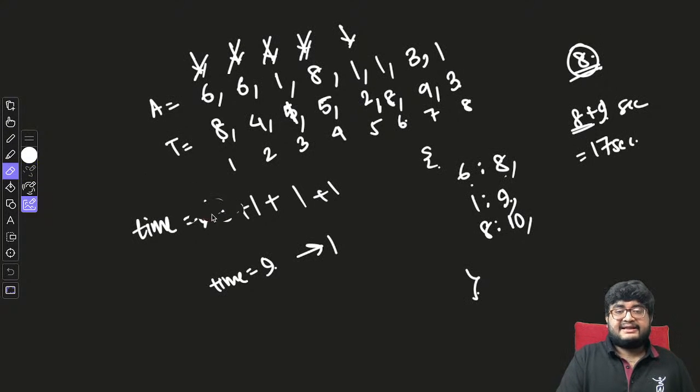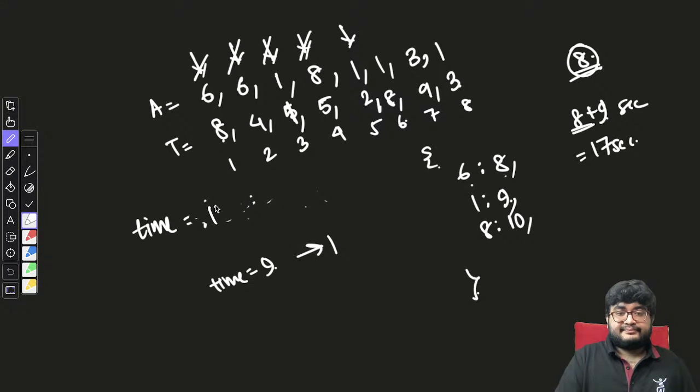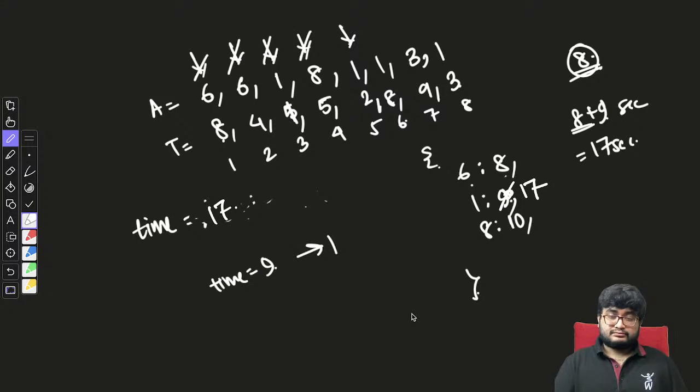So our time will become, let's erase this part, our time will become now 17 second, and we pick up 1, last picked up 1 at 17 second. Okay, this one is done.